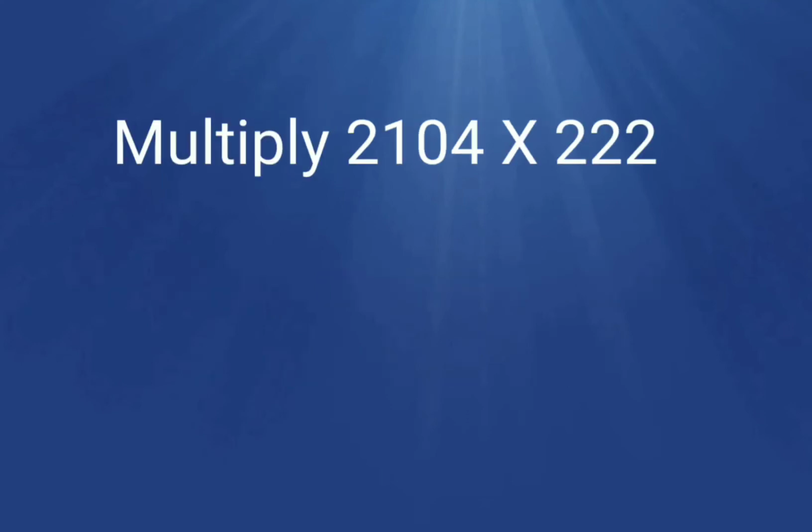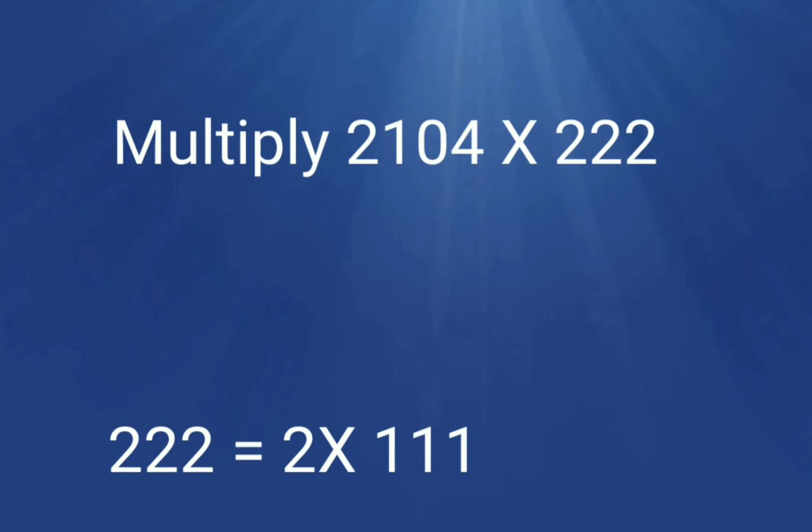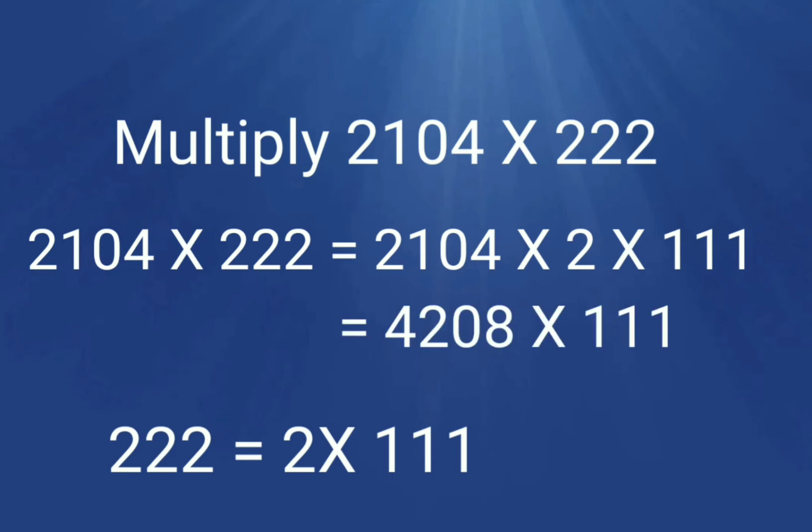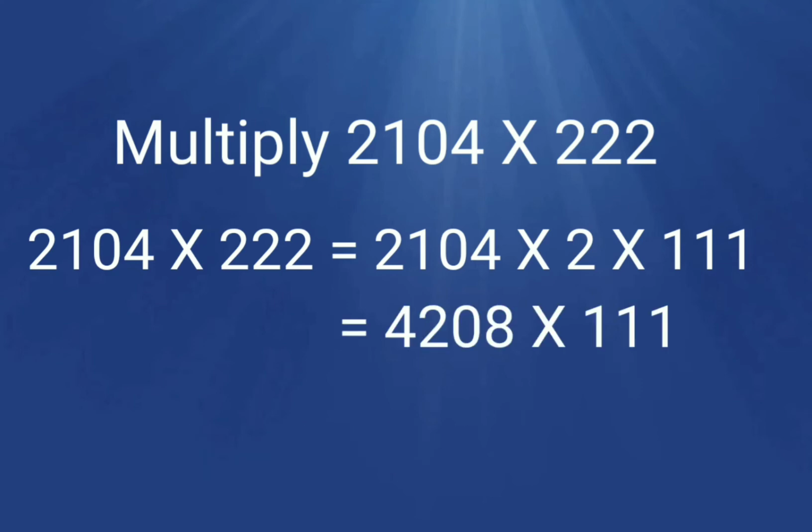For example, if you take 2104 times 222, in the second number 222, all digits are same. So, you can take 222 as 2 times 111. So, 2104 times 222 becomes 2104 times 2 times 111. That is 4208 times 111.